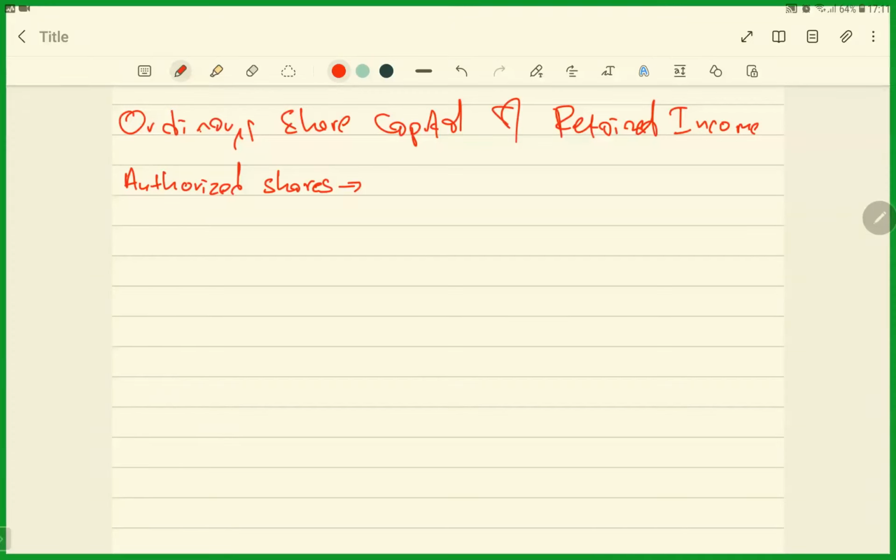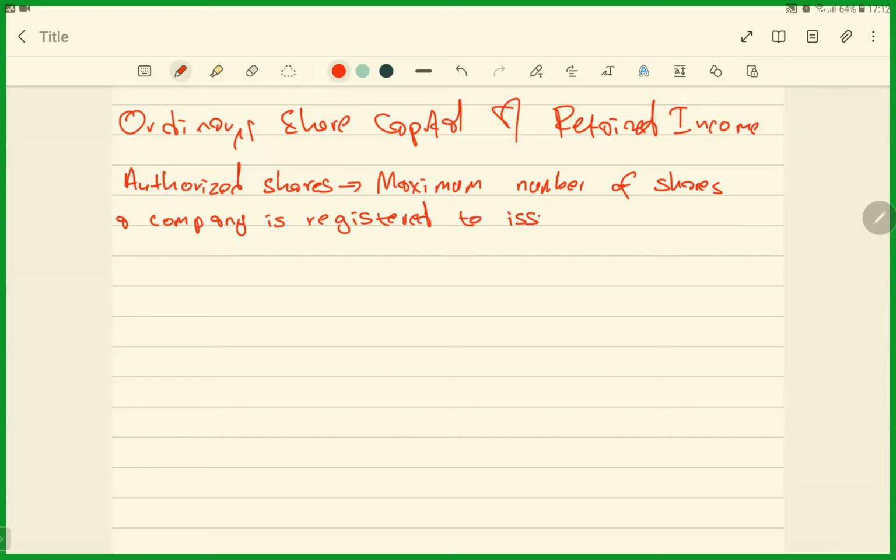So authorized shares are the maximum number of shares a company is registered to issue to the public.